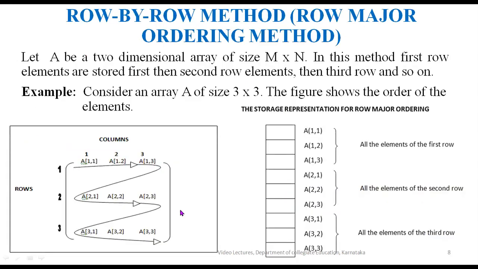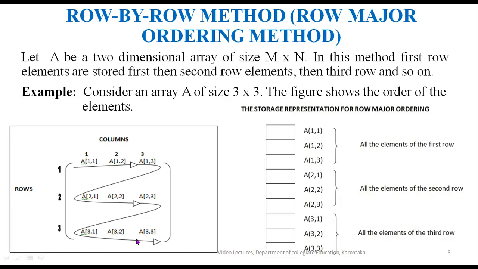So now first we shall see row by row method of storing the elements of two-dimensional array in the memory. Now from the diagram, we see that A of 1 1, A of 1 2, A of 1 3 are the first row elements, and A of 2 1, A of 2 2, A of 2 3 are the second row elements, and A of 3 1, A of 3 2, A of 3 3 are the third row elements.